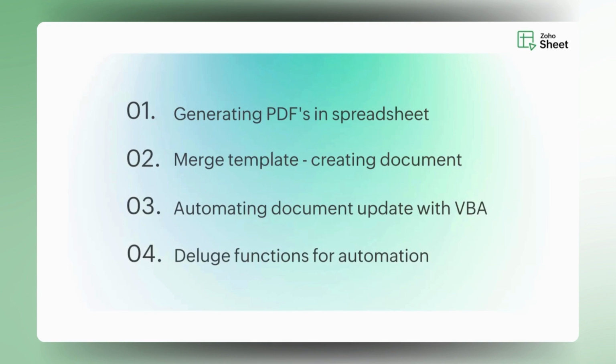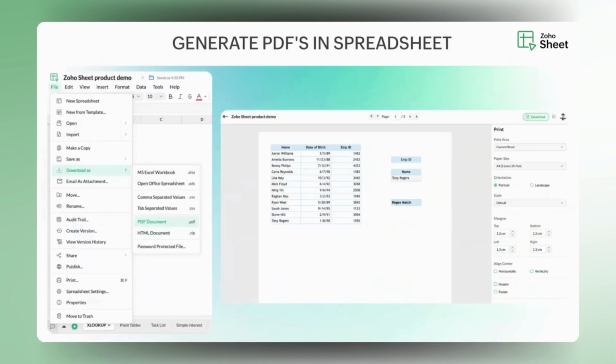Let's start with generating PDFs in spreadsheets. Imagine you have prepared a detailed sales report for your team, and now you want to share it in PDF format. Here's how we can do it. Open your sheet, click on Files on the top left corner, then you'll have the Download as option, and there you can choose the PDF document format.